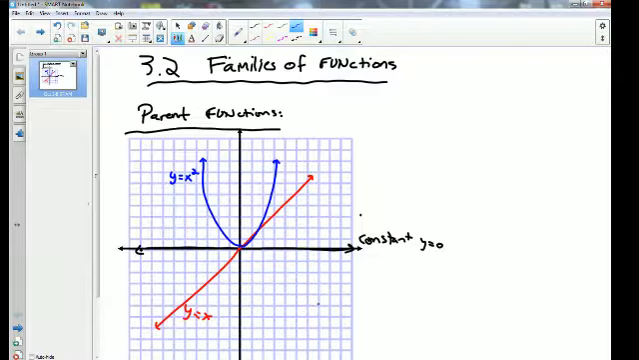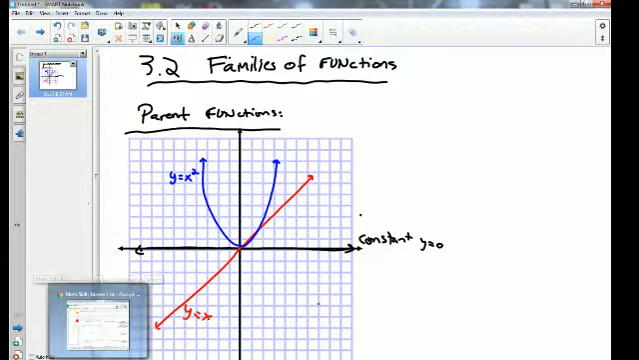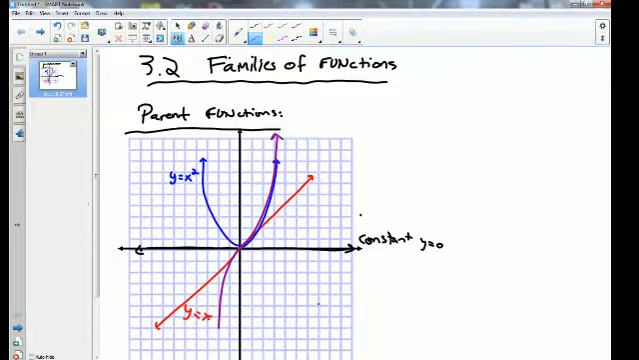What else do we have? We'll put one more on here. Anybody know what that graph is? Yep. Well done. Okay, so that's the parent function for x cubed.